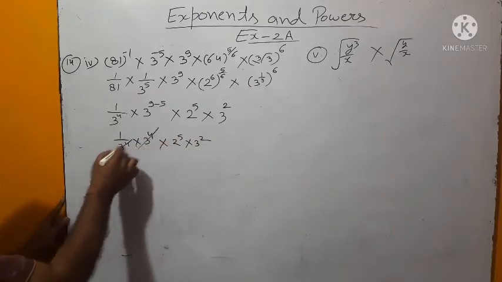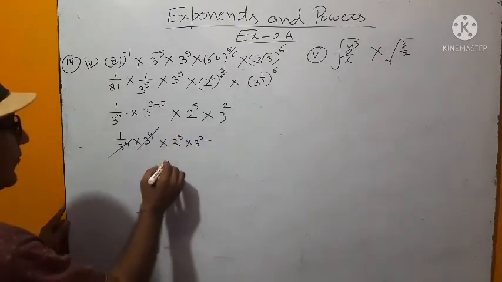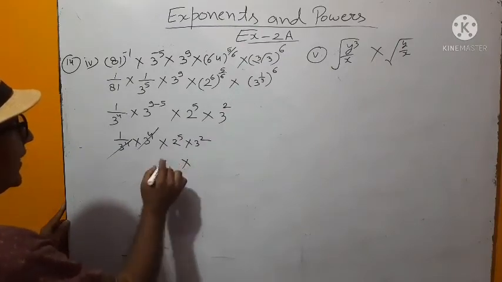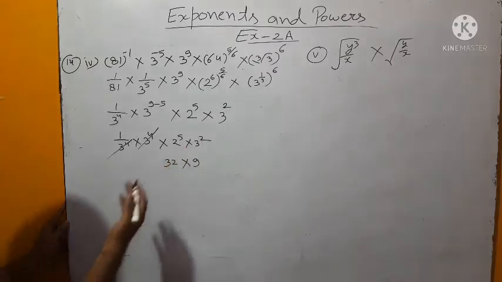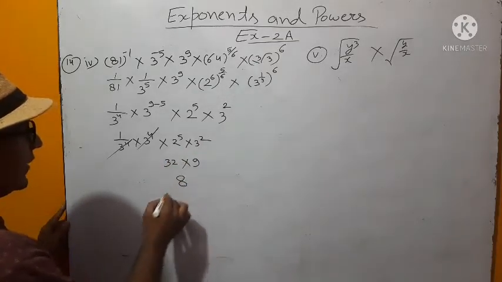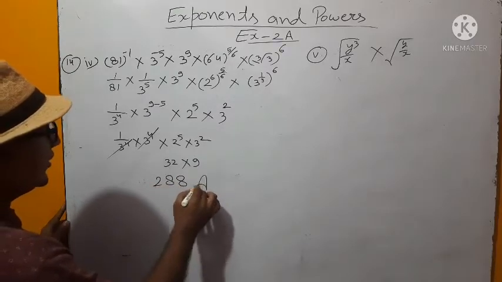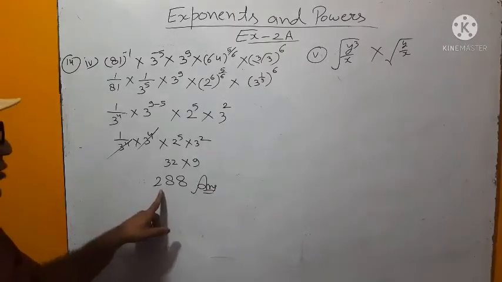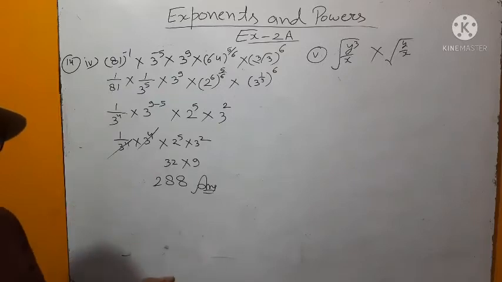You can see that these two are cancelling each other. Okay, so 2 to the power 5 means... no, it is 32, and 3 square is 9. Now multiply and get your answer. 9 into 2 is 18, 9 into 3 is 27, plus 1 is 28. So after multiplying you will get 288. Okay, this question was simpler than the first one.